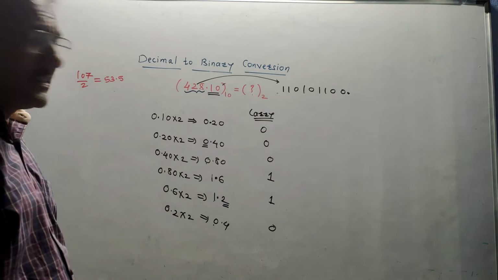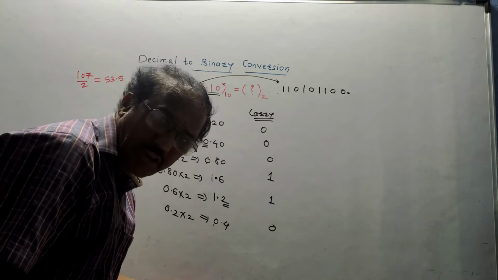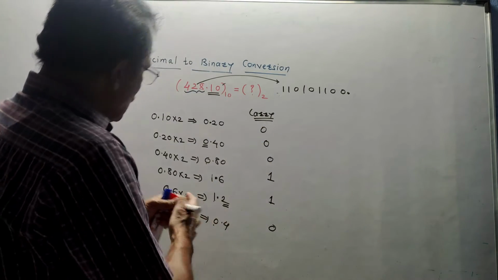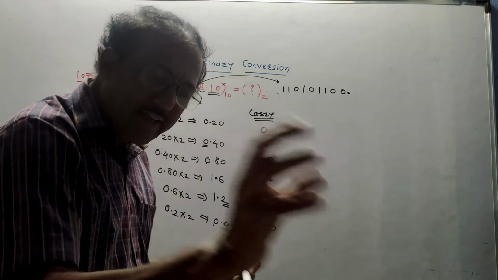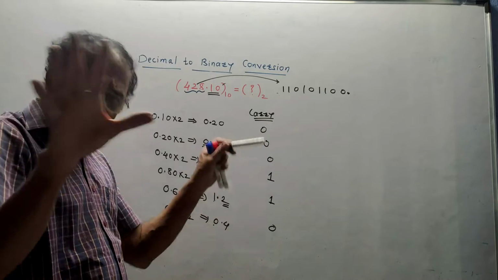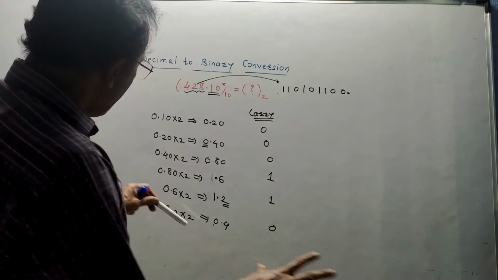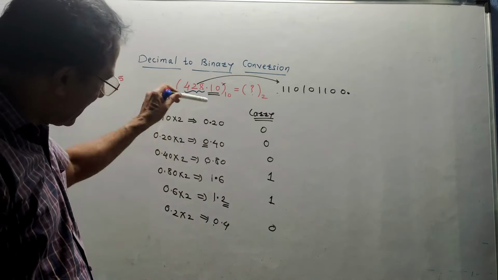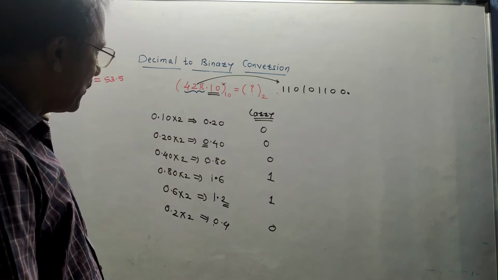The question arises, up to which stage will I have to continue this calculation? Make it a rule. Ideally, this calculation should be continued until after multiplication you get the fractional part equal to 0. But in practical cases, up to 4-5 stages of iteration you can do it. That means 4-5 times multiplication is sufficient from the exam point of view.